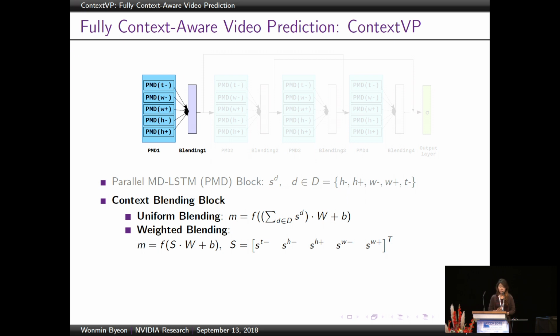There are 2 blending blocks we compared. The one is a uniform blending. It simply adds the outputs of all directions. And weighted blending contains a learnable weight for each direction.